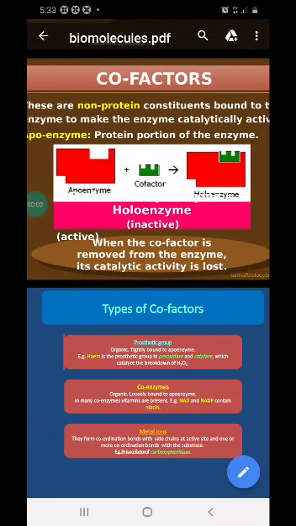The next and the last topic in this chapter is on cofactors. Children, again, this is a very, very important topic. Definitely it will come for exam. Okay. Now, what is a cofactor?